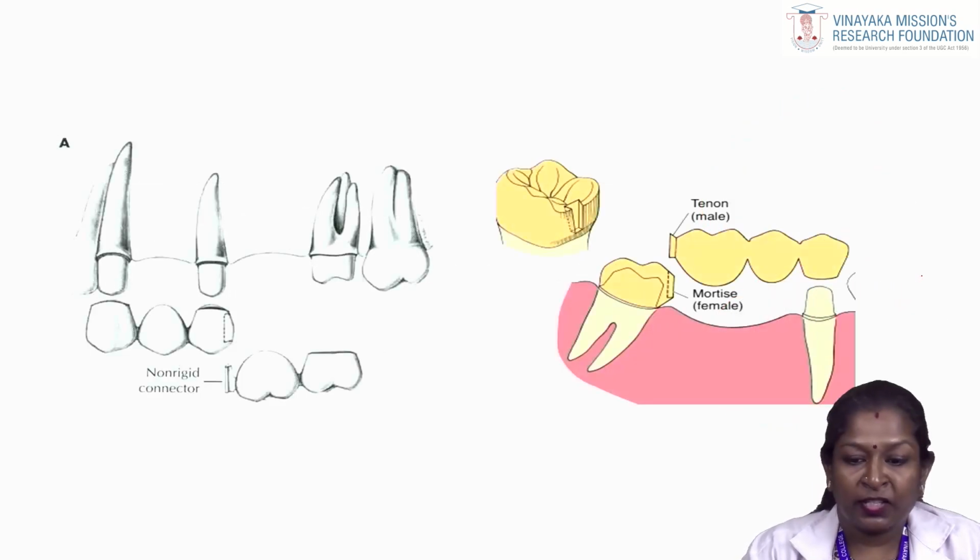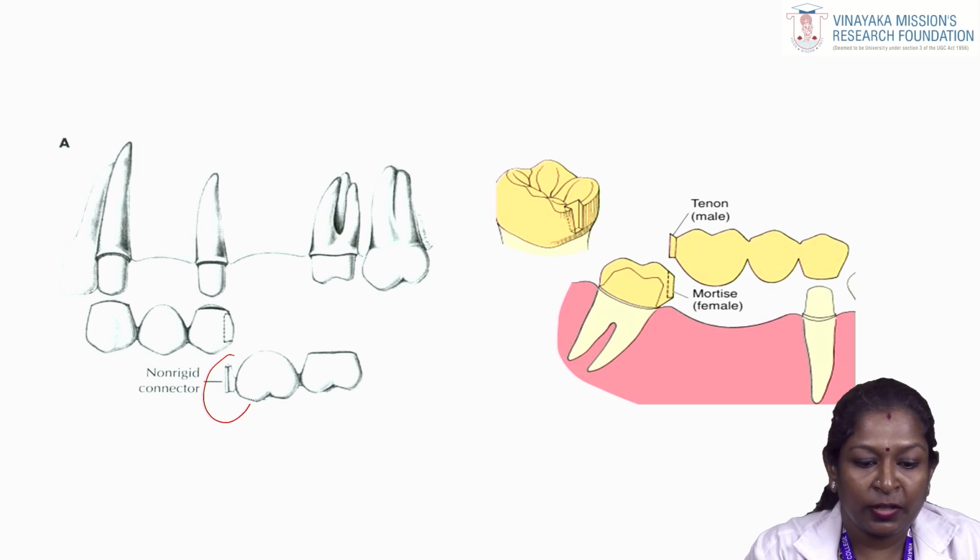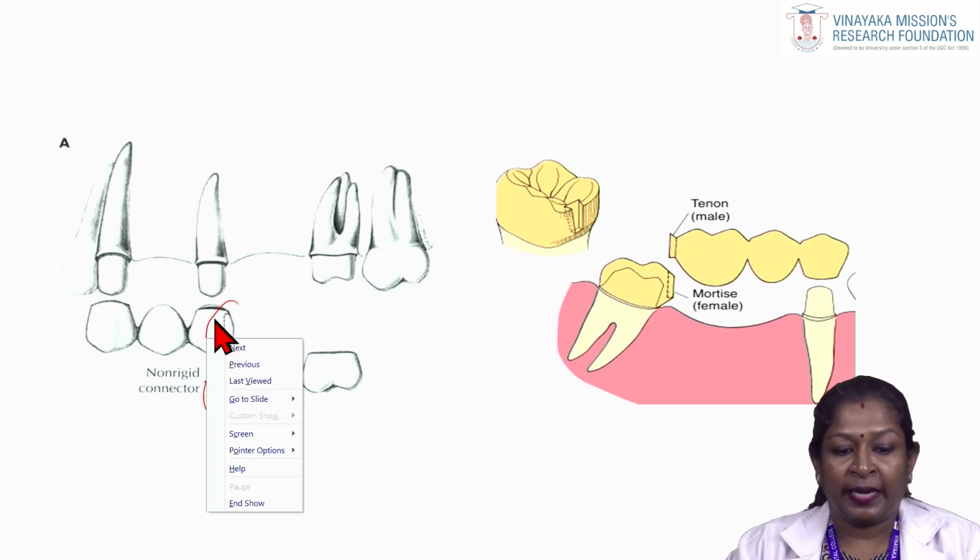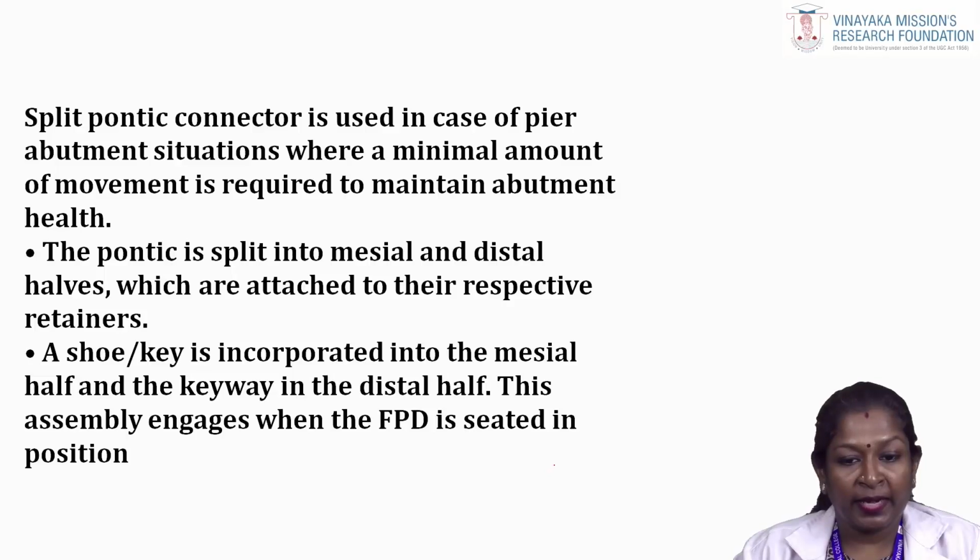If you look at this picture, you can see that the tenon or the male component is attached to the pontic, and the mortise or the female component is attached to the retainer. Coming to the split pontic connector, this is used in case of a pier abutment where a minimal amount of movement is required to maintain abutment health.